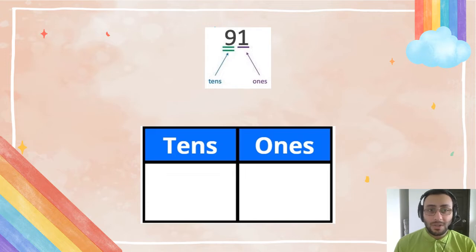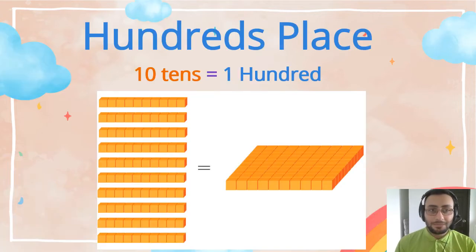91. Oh, it's a big number. We have to write this one down. 9 tens. Okay, so 9 tens. How many ones? 1. So together, we have 91.